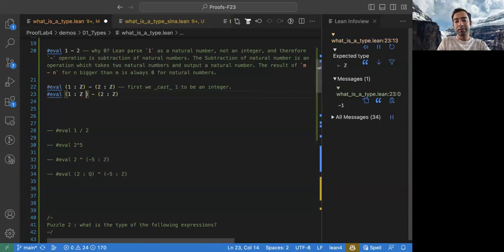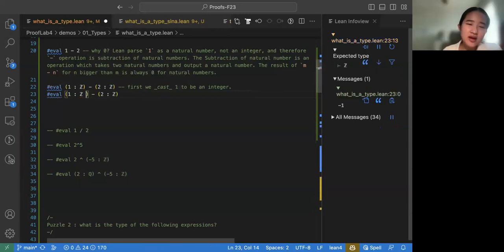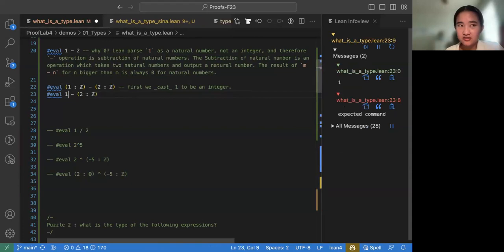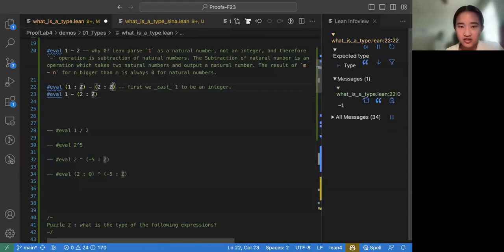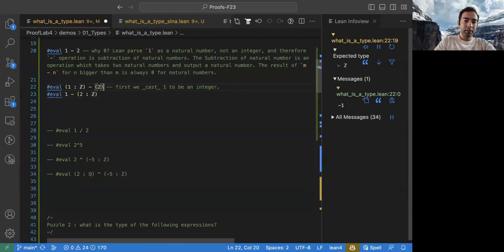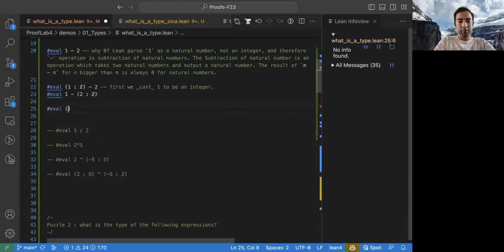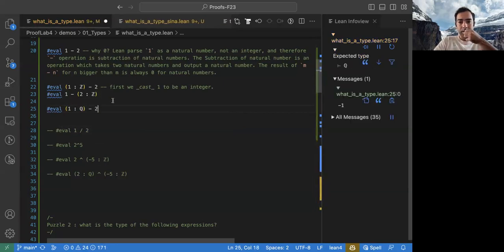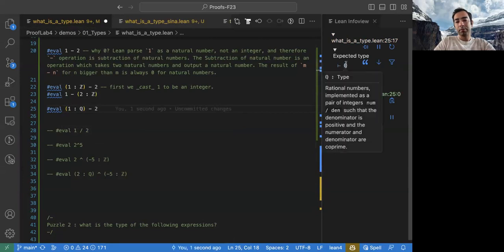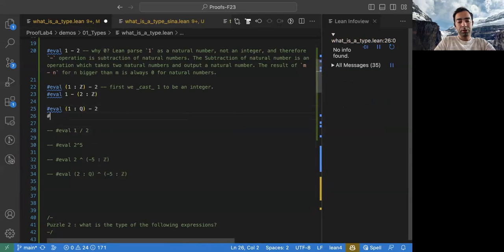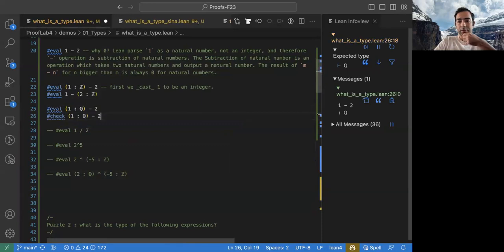Does that make sense? Yes, but what would happen if we were to cast 1 into a natural number or a rational number or something different than an integer? Let's do that. So we can do another one. Let's choose 1 to be a rational number, and 2. The result is going to be -1, and it says the expected type is Q. So in fact, if you check this, it has to give us rational number Q. Yep.